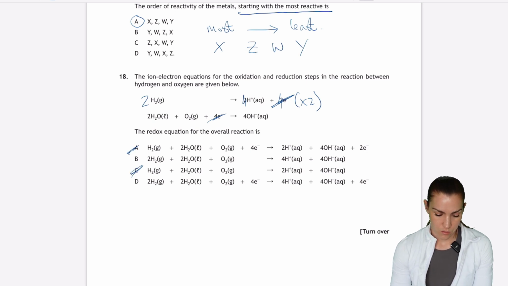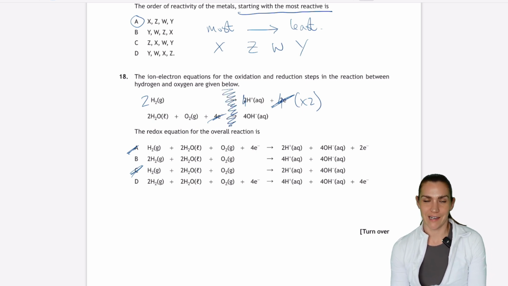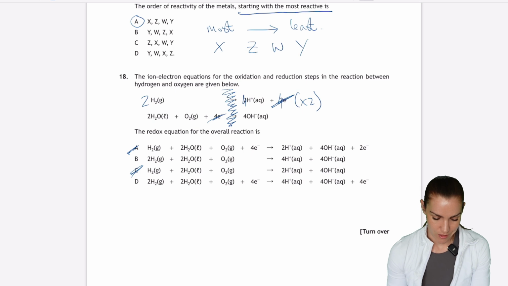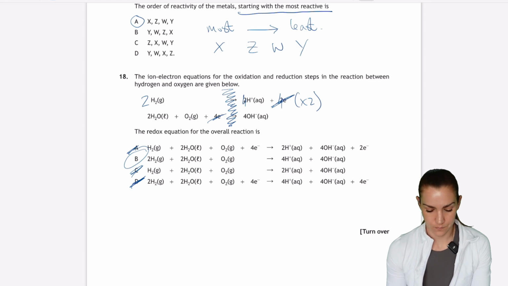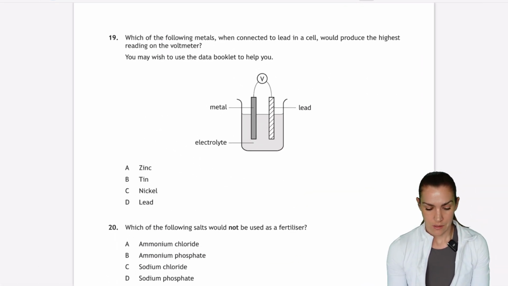Then 2H2O. Also, if you struggle to see which side stuff's on, I would encourage building like a wall between the two sides of the reaction, just so you don't get stuff on the wrong side. So 2H2O, which means B is a potential, and it looks like it's the right answer because in D they've still got the electrons in, but we don't ever want to keep the electrons in there. Okay, the overall redox equation should never have electrons in it.